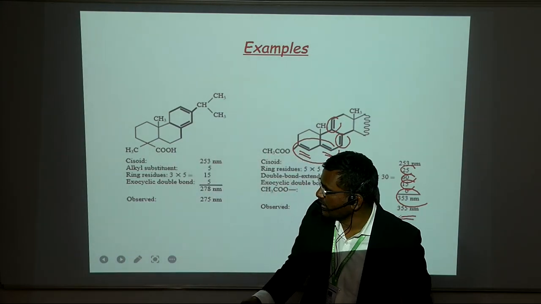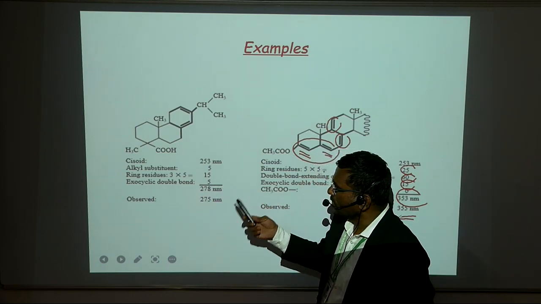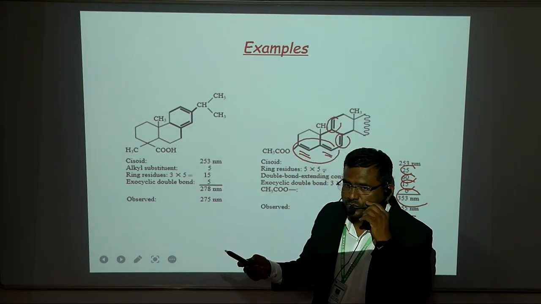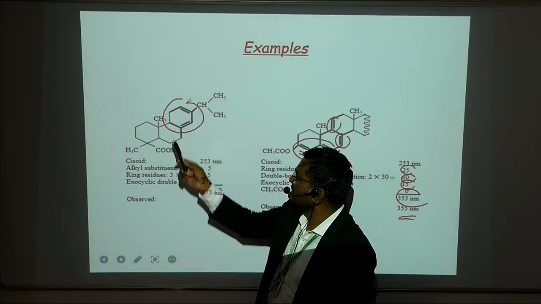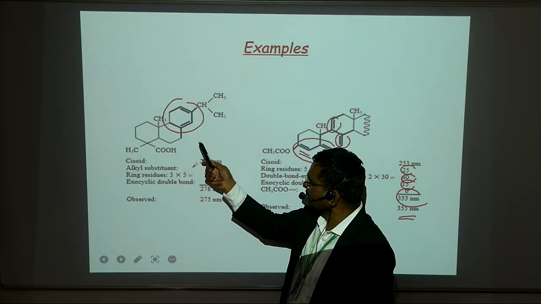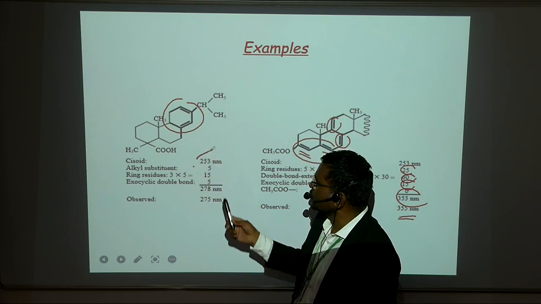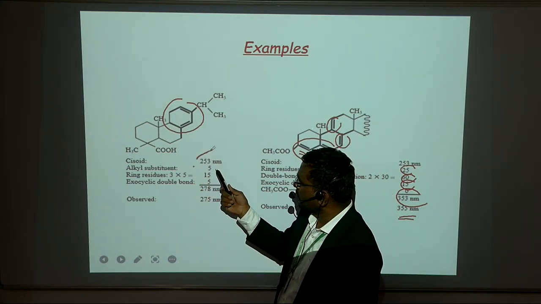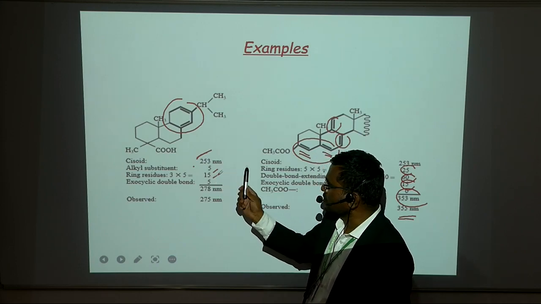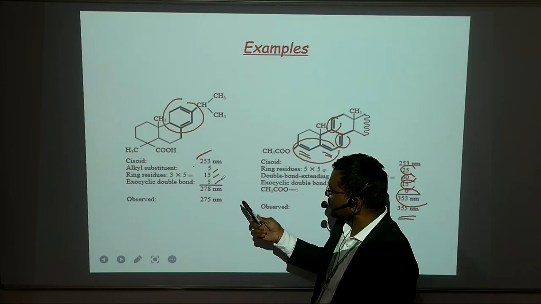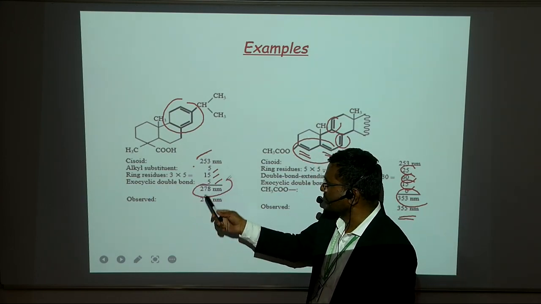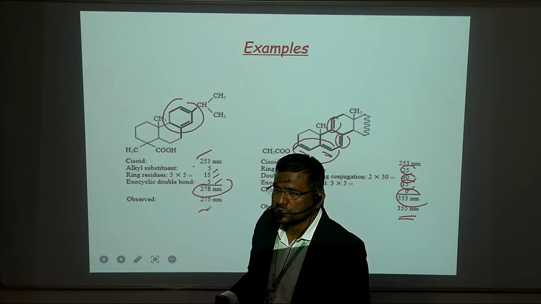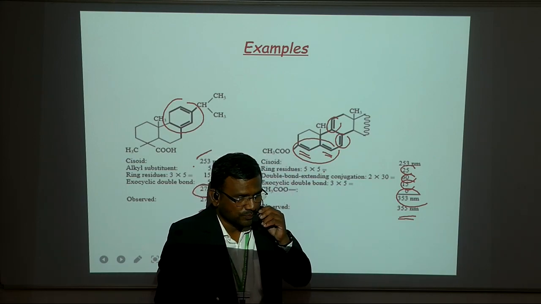Okay. Similarly, this is another example which also illustrates the Woodward-Fieser rule. This is the homoannular diene. The parent value is, it is cisoid. The parent value is 253. One alkyl substituent, 3 ring residues, 1 exocyclic double bond, and the total value is 273, which is close to the observed value.